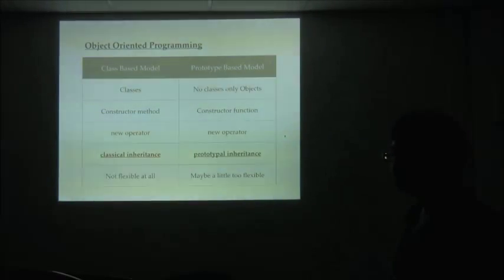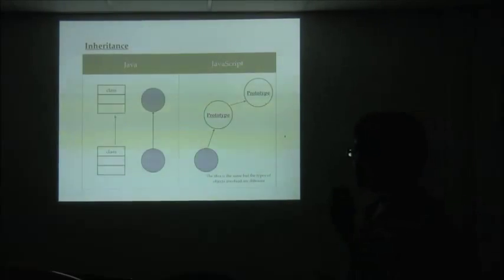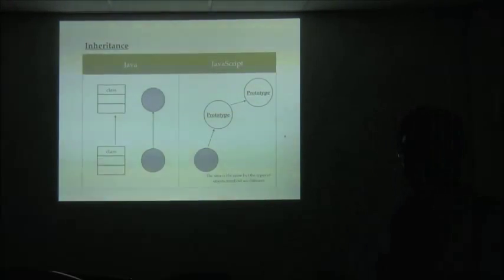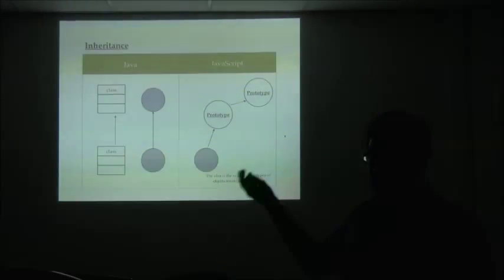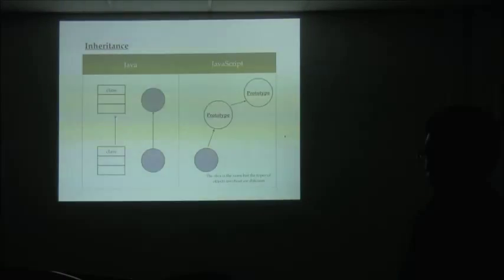So inheritance. Well, the bigger picture here might look somewhat similar, even though we have two different names for both these models. We call inheritance in the class-based model classical inheritance, and in JavaScript, in this prototype-based model, it's called prototypal inheritance. But the concept is pretty much the same.